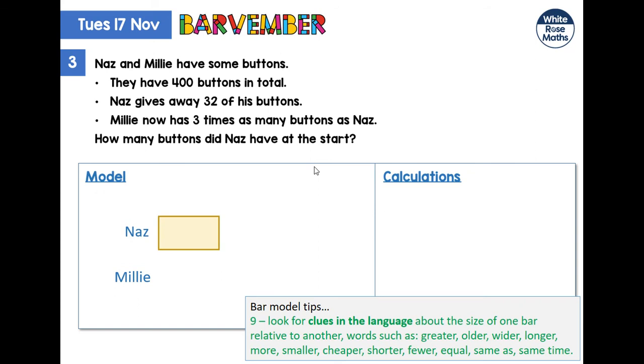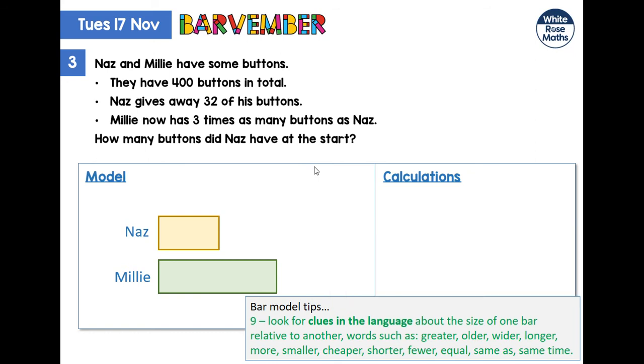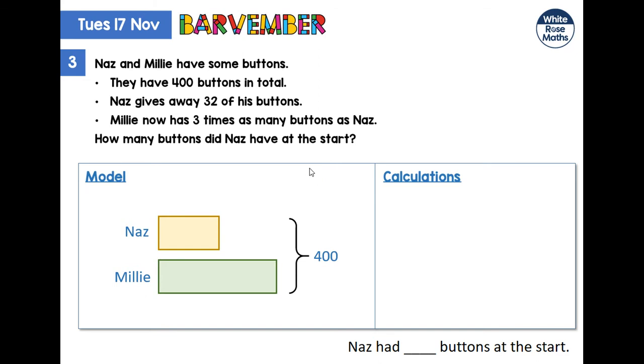So there we have it. Naz and Millie. They have some buttons. I've no idea at this stage, so we're going to work in pencil, but those are my 2 bars. They have 400 in total. Okay, so I can show that, and there's my curly bracket to indicate that the 400 represents Naz's and Millie's taken together. Naz gives away 32 of his buttons. Okay.